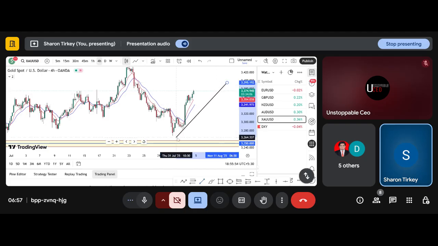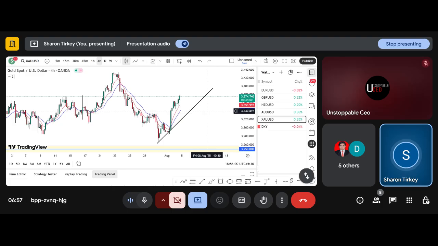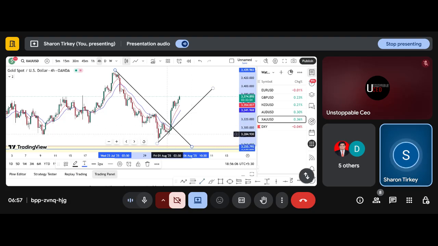Here you see this is our trend line. This is an uptrend. It shows it's an uptrend and our previous trend is down. Here you see now the market has shifted offside, so that's the reason the trend has changed.